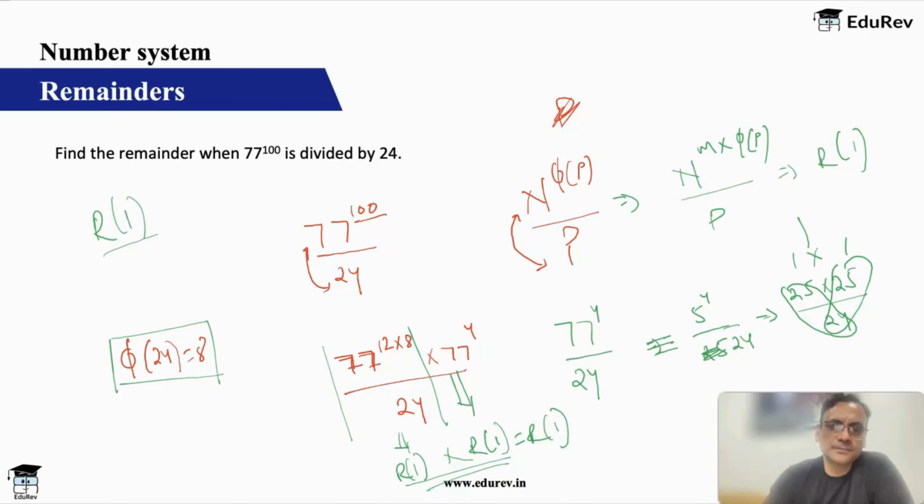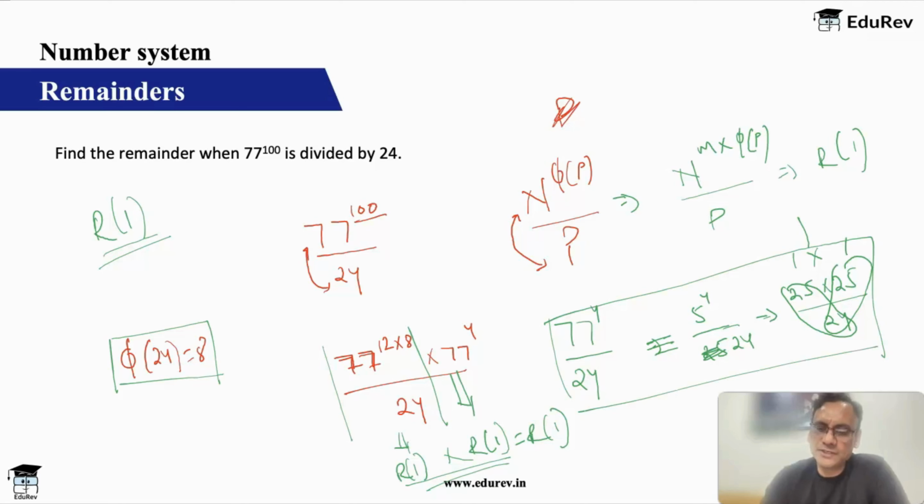Answer is 1. Okay, so when you don't want to apply any formula or any theorem, you can just do it manually, and this will definitely keep reducing the number. 77 to the power 4 became 5 to the power 4, and then you reduce it further to a level where you can do it manually. So that is something that will always work. Okay, so this was Fermat's theorem. Fermat's theorem, remember, can be applied only when the number that is getting divided is co-prime to the divisor. That is the rule that you have to apply. Rest everything can be managed, but this condition must hold true.